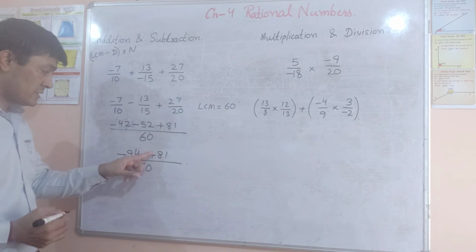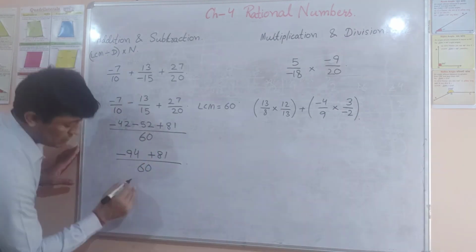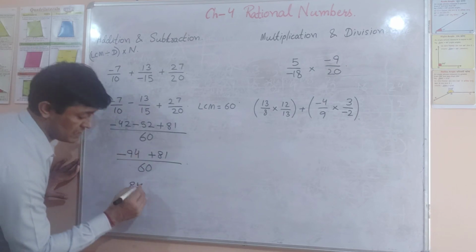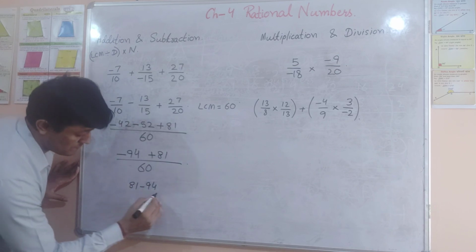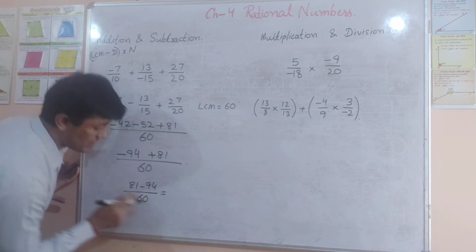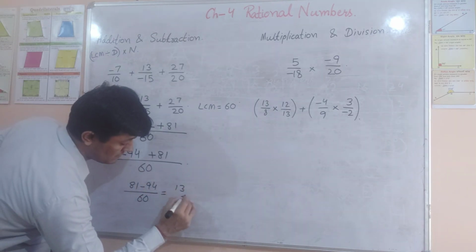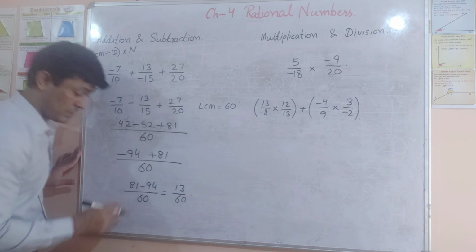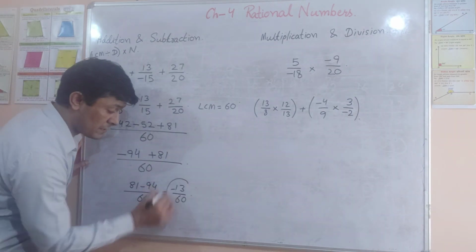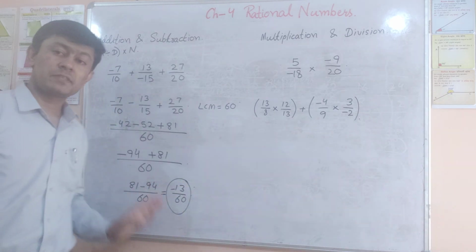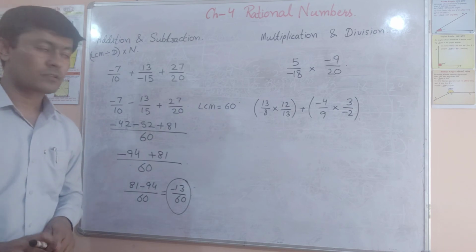Now here, what is the difference of 94 and 81? See, 81 minus 94, can I write it like this? 81 then minus 94. 94 minus का है, मैंने बाद में लिया, minus का 94 बाद upon 60. Now tell me, what is the difference of 81 and 94? It is 13 upon 60. But you see, the larger digit is negative, so the answer will be negative, minus 13 upon 60. This is the answer. This is how you have to calculate addition as well as subtraction.